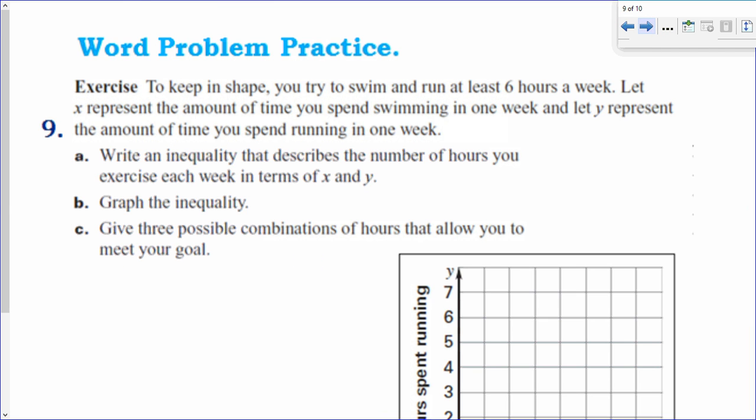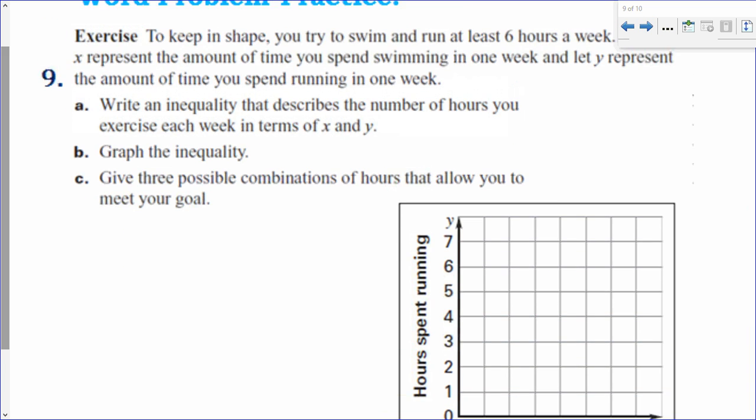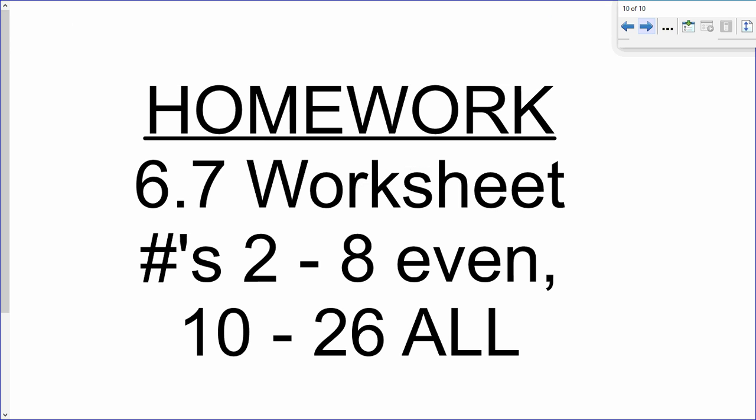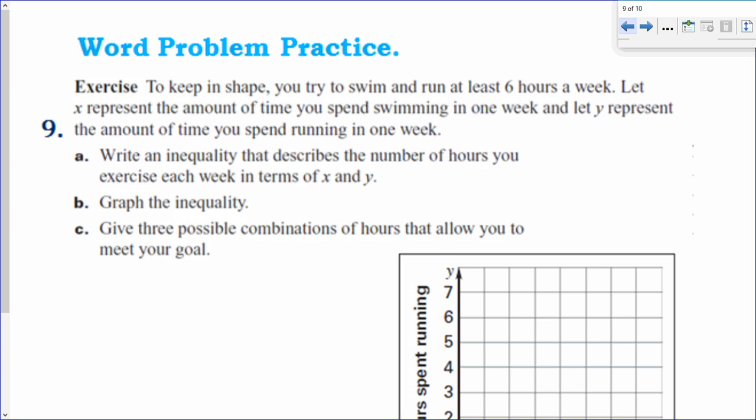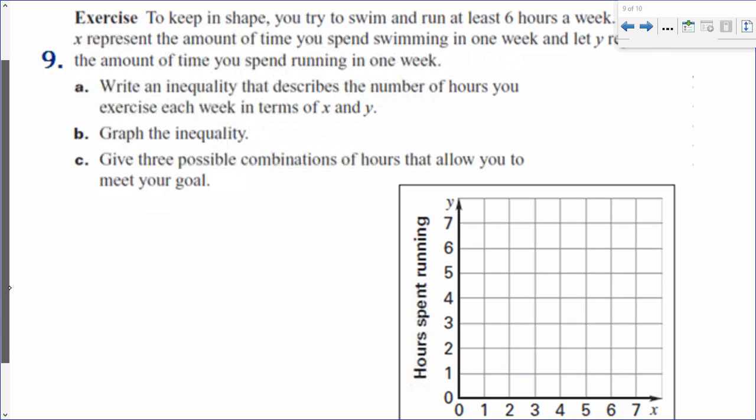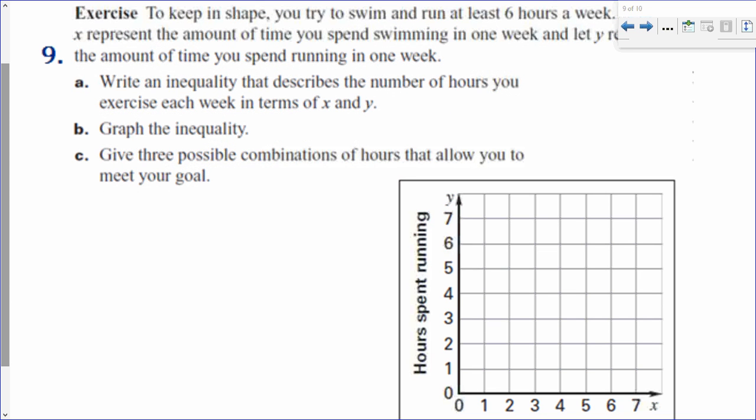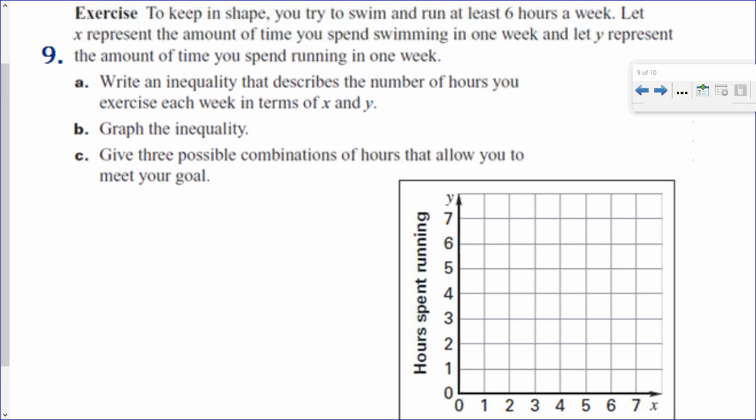All right. So now we've got another example here. I'm going to take you through this example, and you're going to have some homework to do. So this is the last one. To try and keep in shape, you swim or run at least 6 hours a week. Let X represent the amount of time you spend swimming in 1 week, and let Y represent the amount of time you spend running in 1 week. Write an inequality that describes the number of hours you exercise each week in terms of X and Y, graph the inequality, and give 3 possible combinations of hours that allow you to meet your goal.